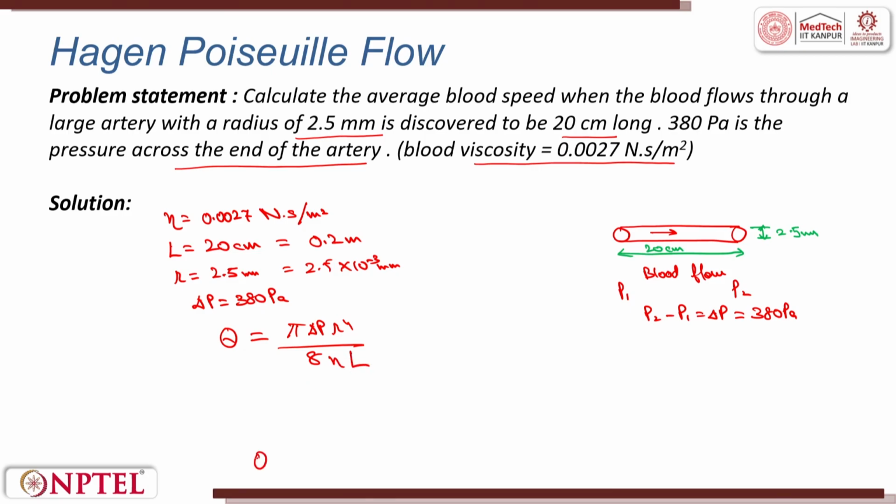I am only giving you the final answer. You will get the value of Q as 1.079 into 10 raised to power minus 5 meter cube per second. Or if you wish to calculate this in centimeters, I can even put it as 10.79 centimeter cubes per second.